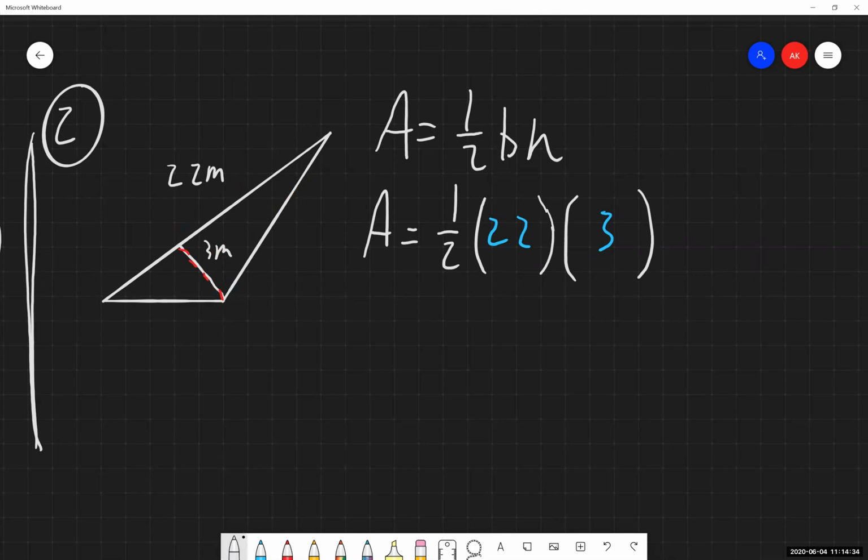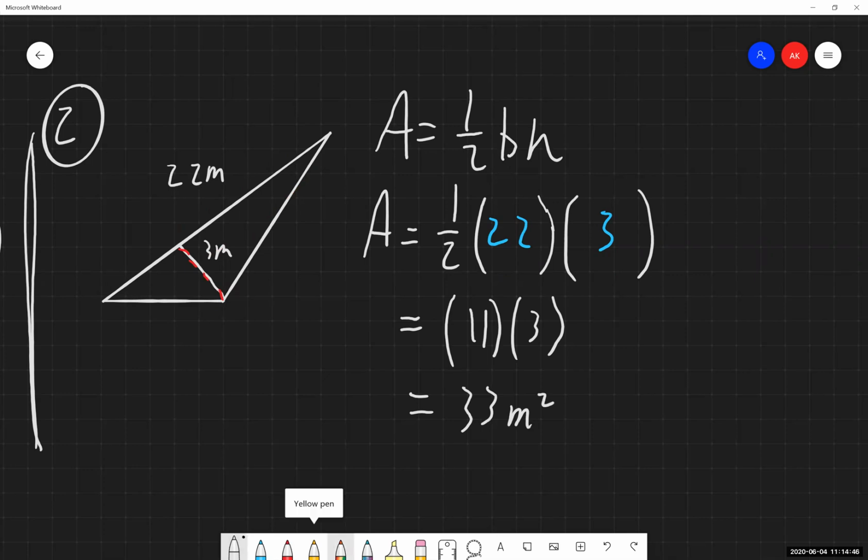So once we've plugged all of those in, now we're just number crunching. Apply your calculator if you need to. 1/2 of 22 is going to be 11. That's 3. So that's going to give me 33 square meters is the area of this triangle.